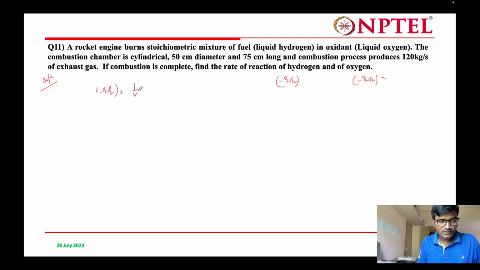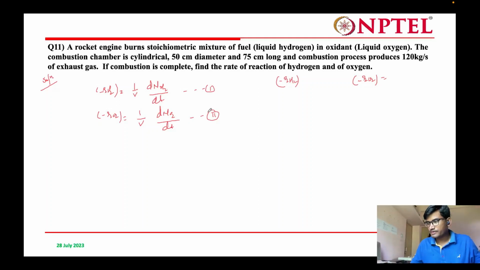dn1 by V, dn of hydrogen by dt, dn of O2 by V, by dt equal to... right. Now first calculate the volume of cylinder. Just a second.